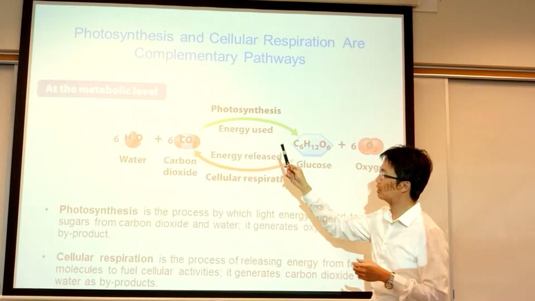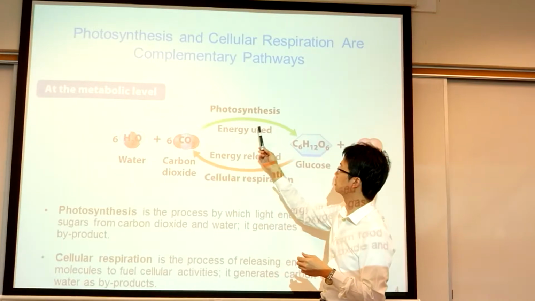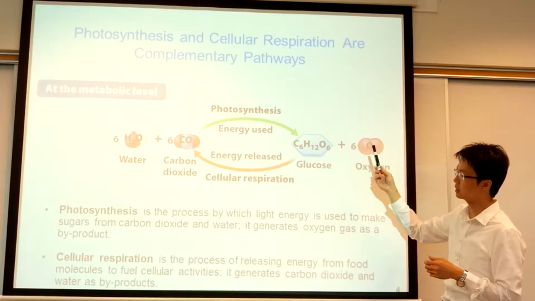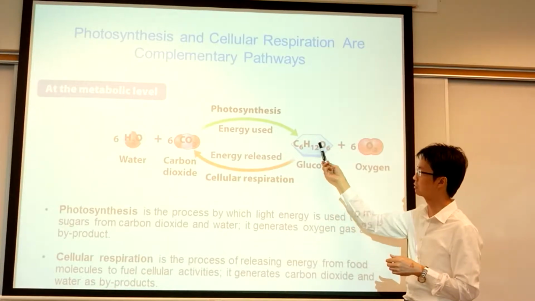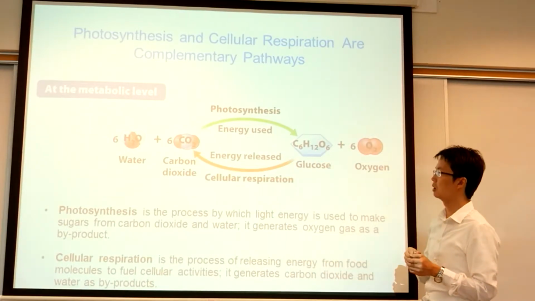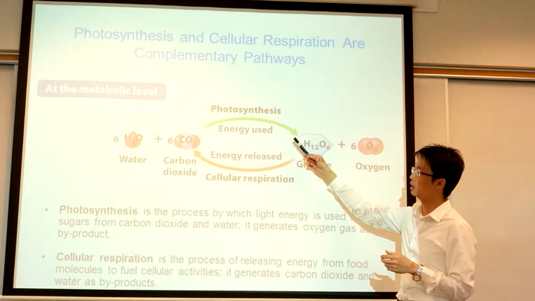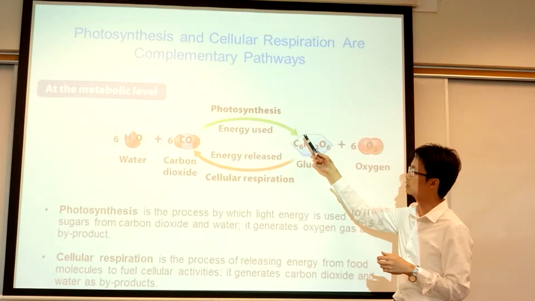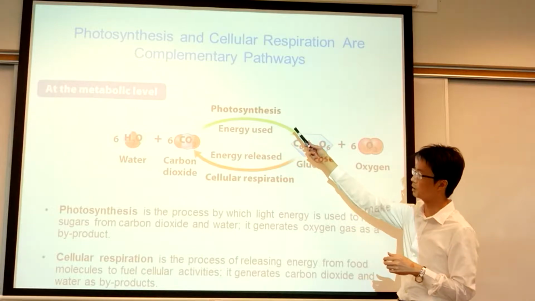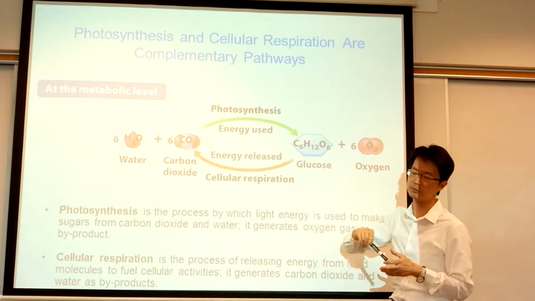For example, in photosynthesis, the reactants are water and carbon dioxide. The products of photosynthesis are glucose and oxygen. But in cellular respiration, the reactants are glucose and oxygen. The products are carbon dioxide and water. What it means is that photosynthesis produces glucose and oxygen, and you may think that the producer produces glucose and oxygen for the consumer to use in cellular respiration.